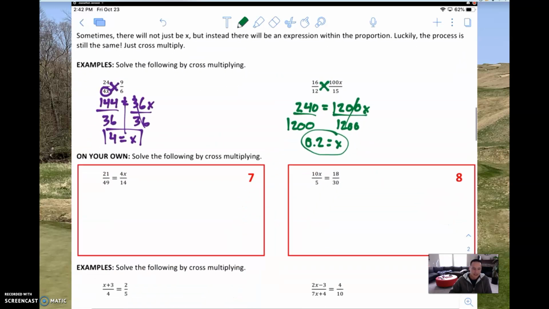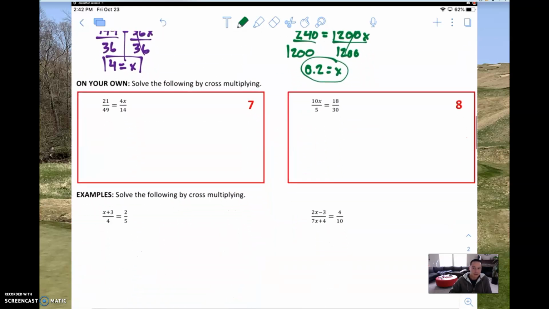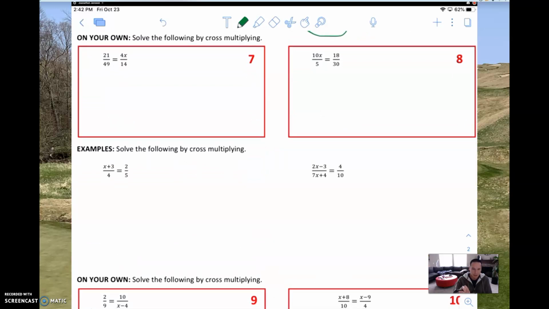So go ahead and try these next 2 on your own. So go ahead and hit pause. And when you're all done, come on back, and we've got 2 more that are a tiny bit more challenging that involve lots of solving equation stuff. So go ahead and hit pause. Yep, now hit pause. Good.